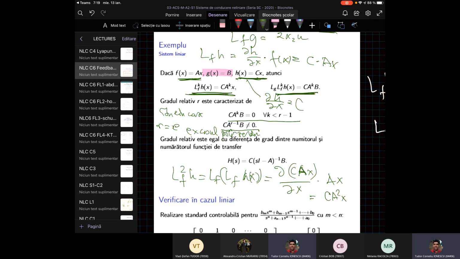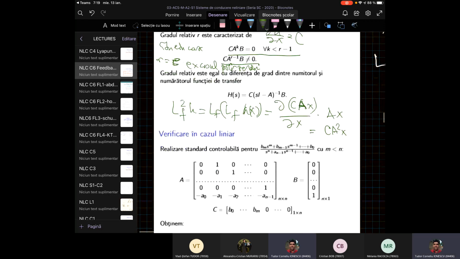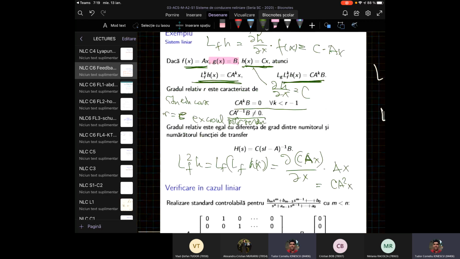This is what a relative degree is for a nonlinear system. Okay? These are the moments with respect to infinity, from the CA^k B. I'm just trying to remember. These are from the Hankel matrix. Yes, these are from the Hankel matrix. Anyway, okay. So the relative degree is the pole zero excess of a transfer function.